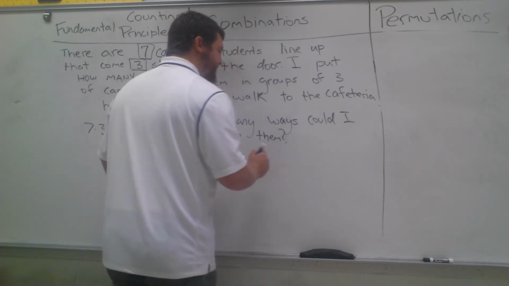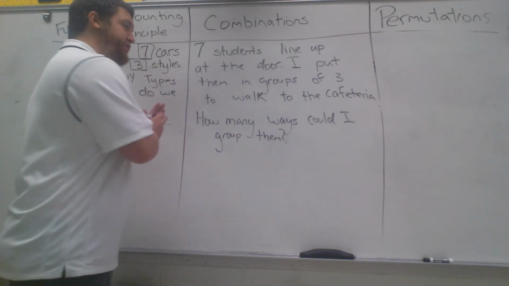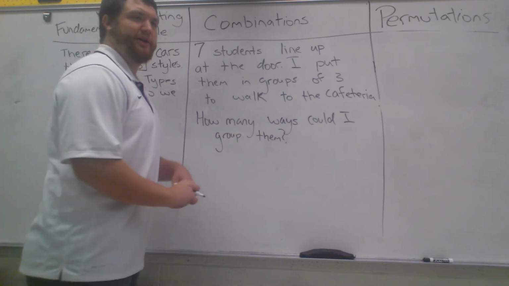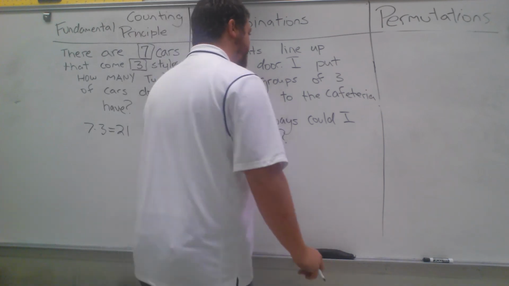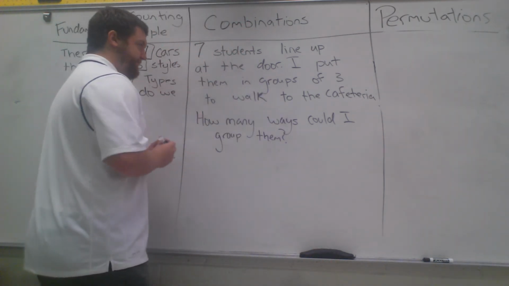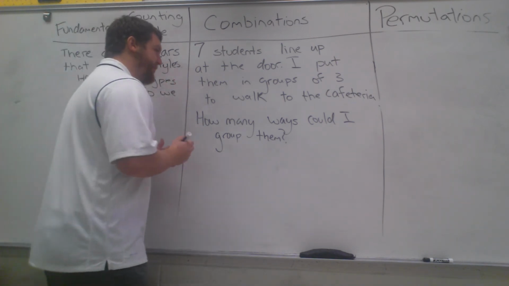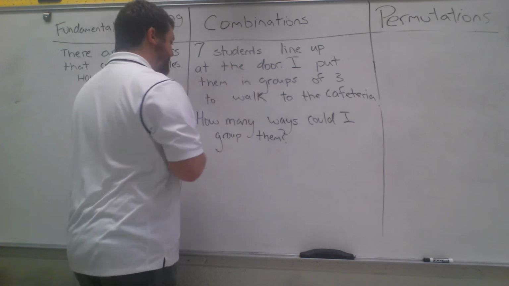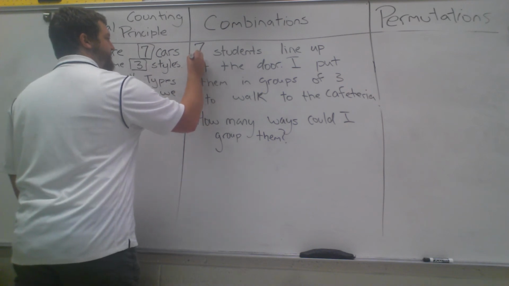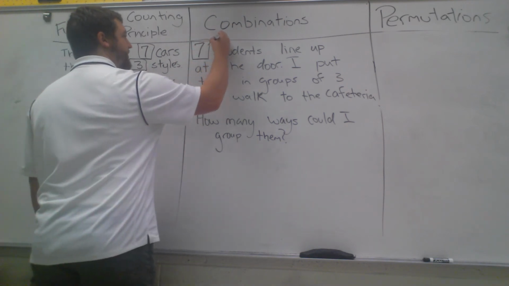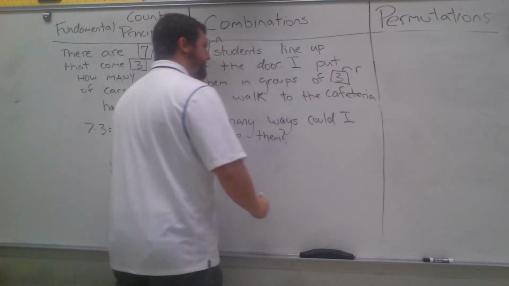Okay. So do you see that the order does not matter here? I'm just putting them in groups of 3. Not the first 3 people in line, or the last 3 people in line, not first, second, third, not president, vice president, and head of state, whatever. I am literally just getting groups of 3. So, since it doesn't matter about the order, I'm going to use a combination. 7 is my total number of students, so that is my N. And 3 is how many I'm choosing, so that is my R.